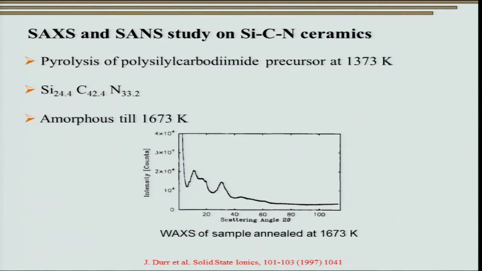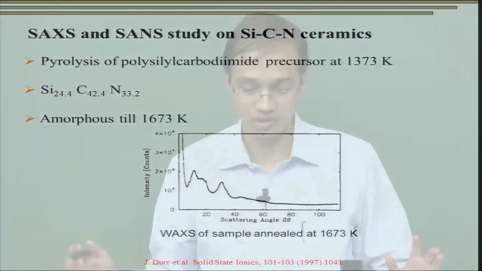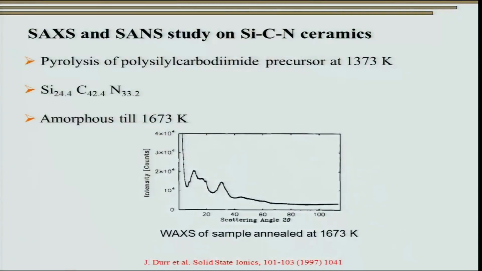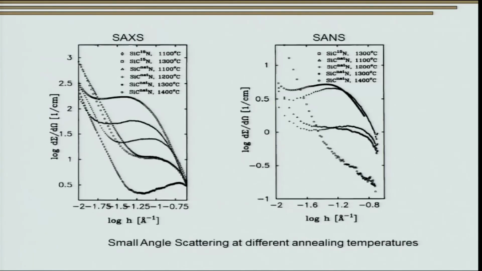Now, these ceramics were amorphous up to 1673 K, that is 1400 degree centigrade, and here you see after annealing at 1400 degree centigrade we do get some peaks indicating the crystalline nature, okay. But below this temperature it is absolutely amorphous, but this is about wide angle X-ray scattering. Now, let us look at what happens in small angle scattering.